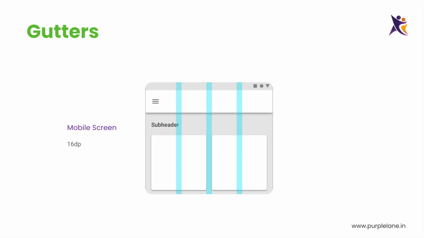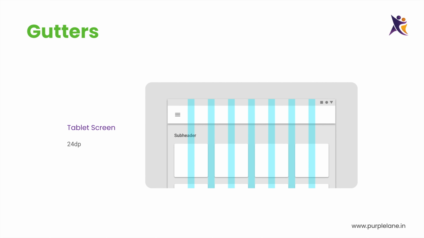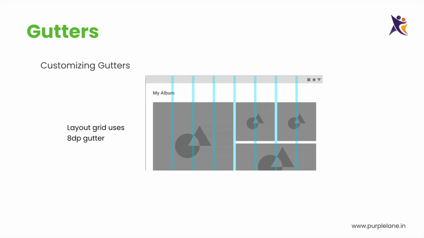Gutters can be adjusted to create more or less space between the columns of a layout. On mobile at a breakpoint of 360 dp, this layout grid uses 16 dp gutter. On a tablet at a breakpoint of 600 dp, this layout grid uses 24 dp gutter. This layout grid uses 8 dp gutters.